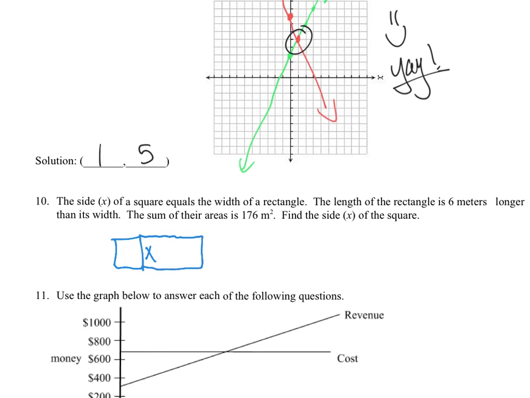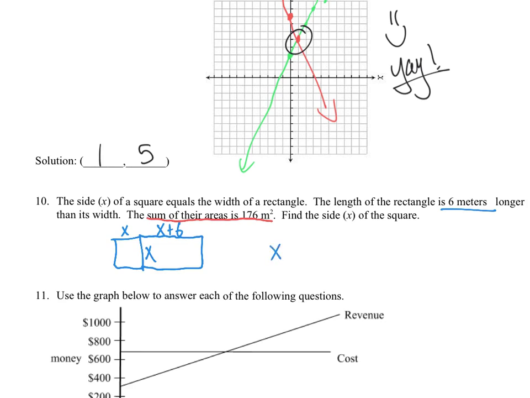So the width of the rectangle is going to be the same exact thing as my square, and the length is going to be 6 meters longer, so x plus 6, right? And then the sum of their areas is that. Sum is addition. Areas, you know the area formulas. So really and truly, this shouldn't be too difficult for you. You might just kind of get lost in the words, but just take your time here.